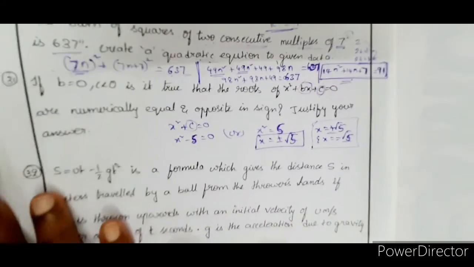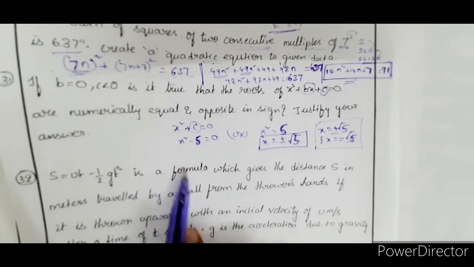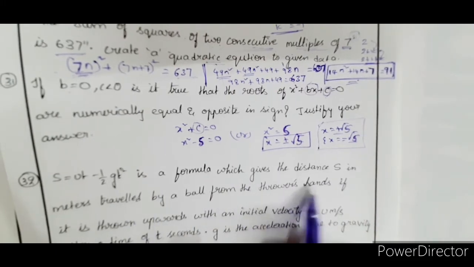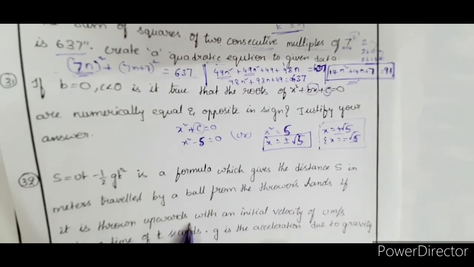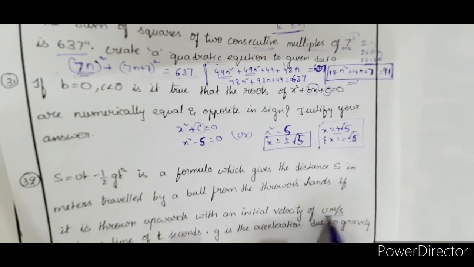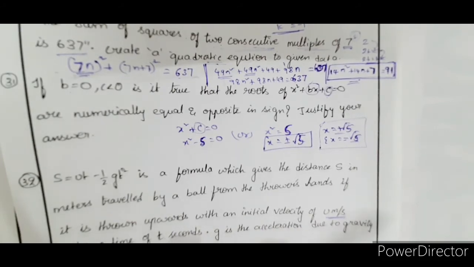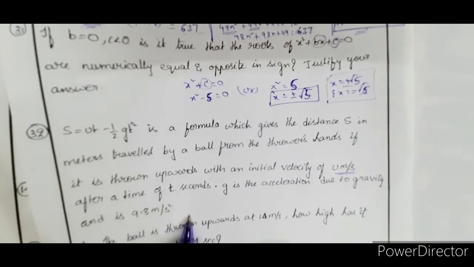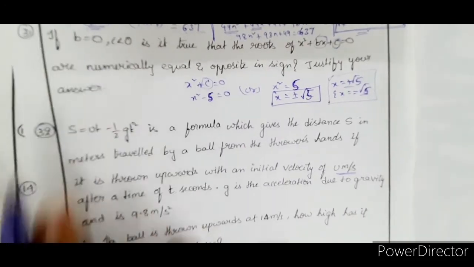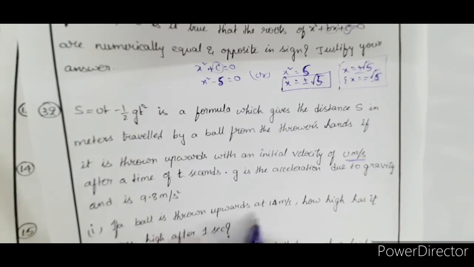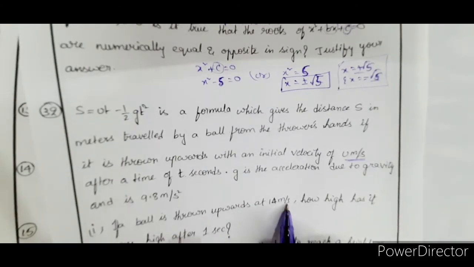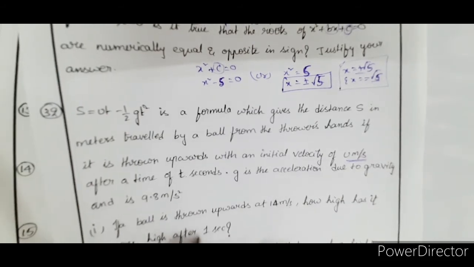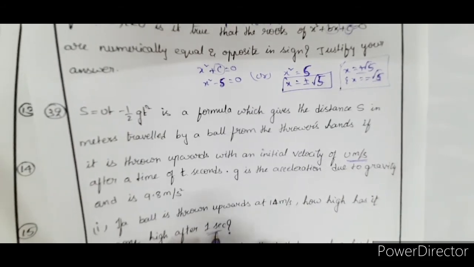Right, so now s = ut − ½gt² is a formula which gives the distance s in meters traveled by a ball from the thrower's hands, if it is thrown upwards with an initial velocity of u meters per second, after a time of t seconds. g is acceleration due to gravity and is 9.8 meters per second squared. So this is the given problem. Now the question is, if a ball is thrown upwards at 14 meters per second, how high has it gone after 1 second?